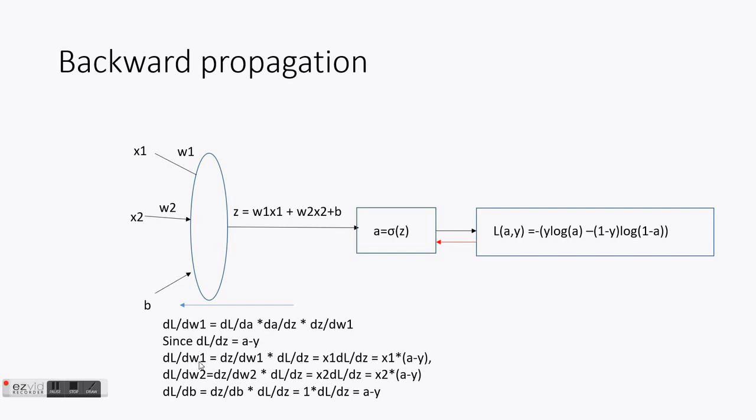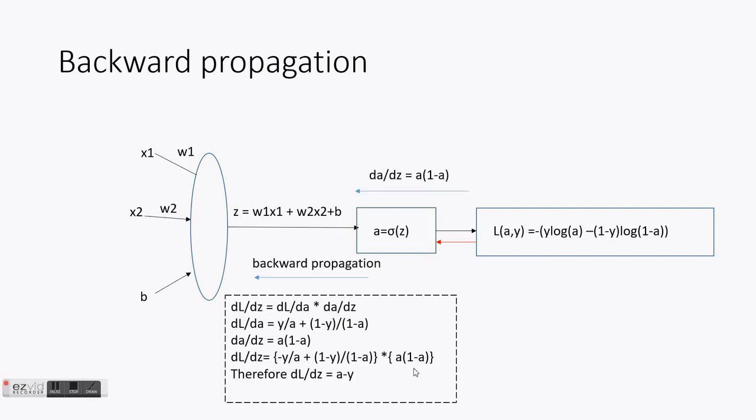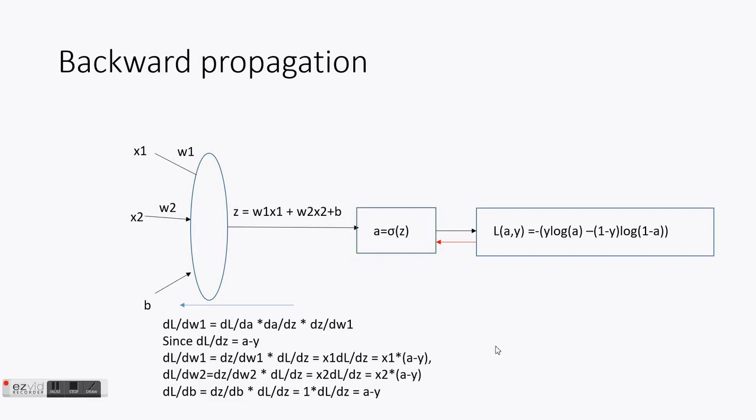Hence dL by dw1 is equal to dz by dw1 into dL by dz. If I take the derivative of dz by dw1, these two terms become constant, so I'll be left with x1, and dL by dz is a minus y. We saw that here. So it is x1 into (a minus y), and dL by dw2 is dz by dw2 into dL by dz.